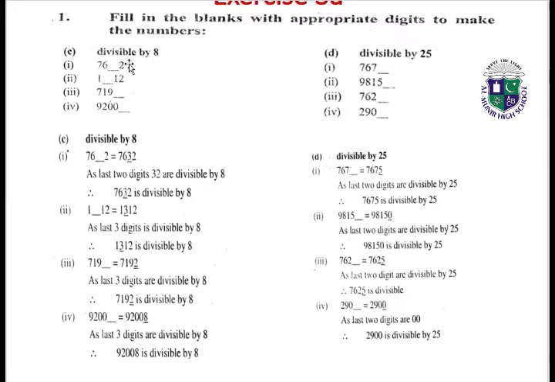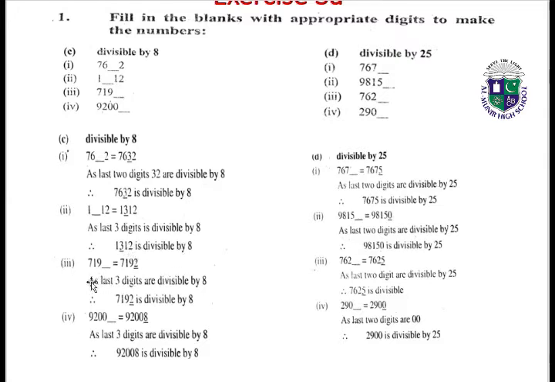76 missing number and 2, divisible by 8. The last three digits, 632, are divisible by 8. 7632 is divisible by 8. 1312: the last 3 digits, 312, are divisible by 8. 1312 is divisible by 8.